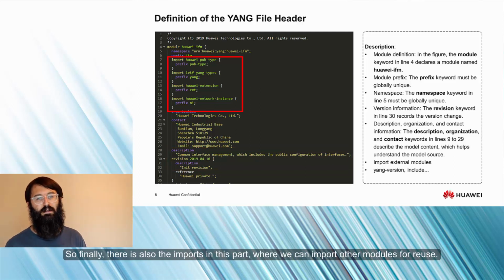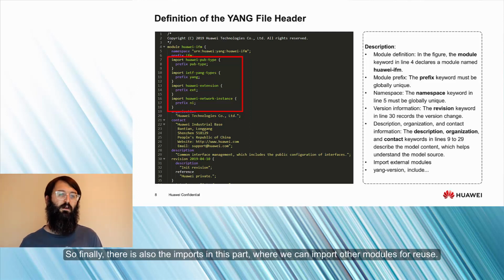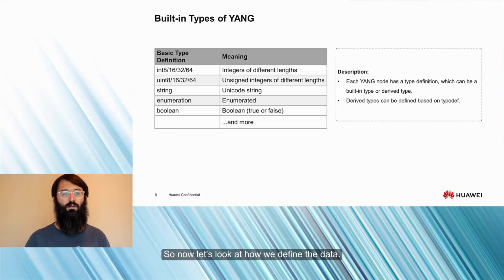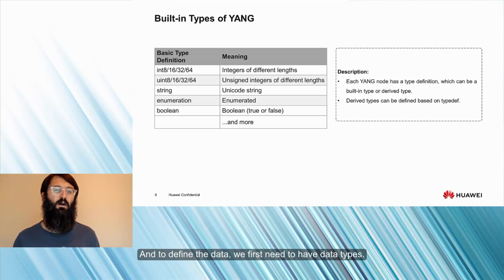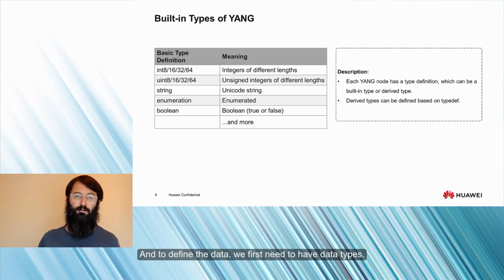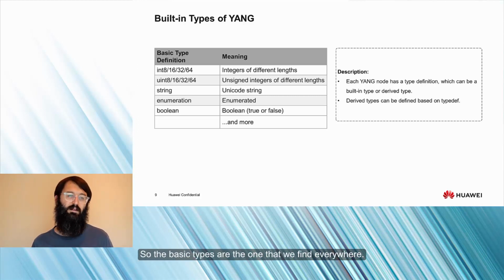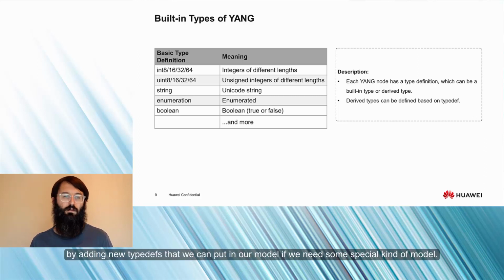So finally, there is also the import in this part, where you can import other modules. So now let's look at how we define the data. To define the data, we first need to have data types. The basic types are the ones that we find everywhere, and we can extend them by adding new typedefs that we can put in our model if we need some special kind of model.